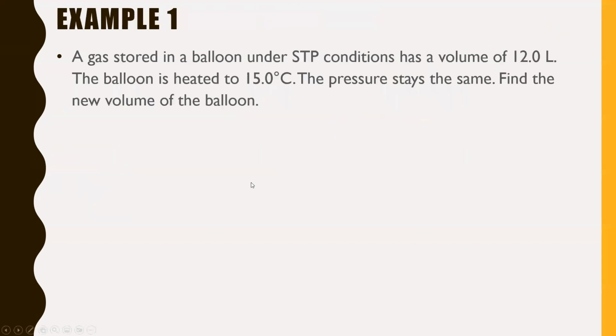Anyway, let's get rolling. So here's example one. I'll read it to you and then I'll get you to work on it on your own. A gas stored in a balloon under STP conditions. Remember, the exact values of STP are on your green formula sheet, which you can use here. So a gas stored in a balloon under STP conditions has a volume of 12.0 liters. The balloon is heated to 15 degrees Celsius. The pressure stays the same. Find the new volume of the balloon. Pause the video here, give it a try.